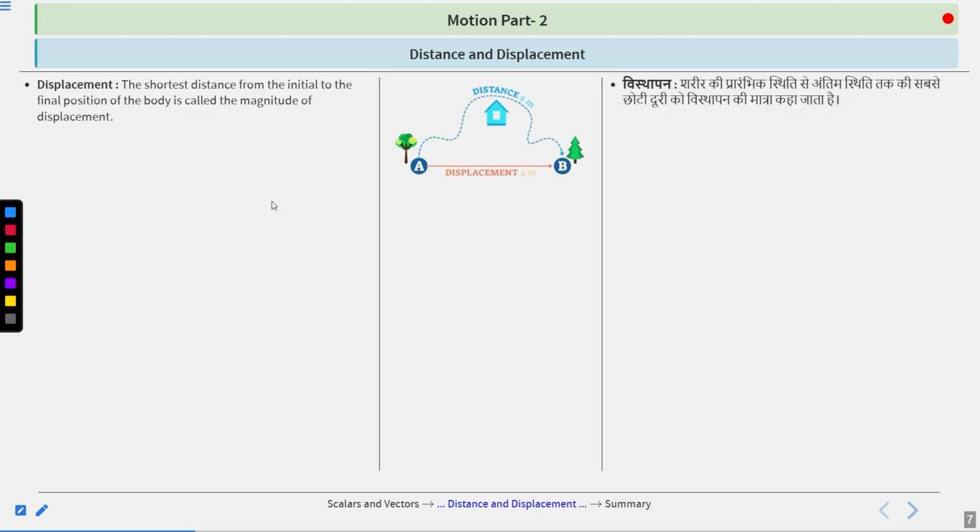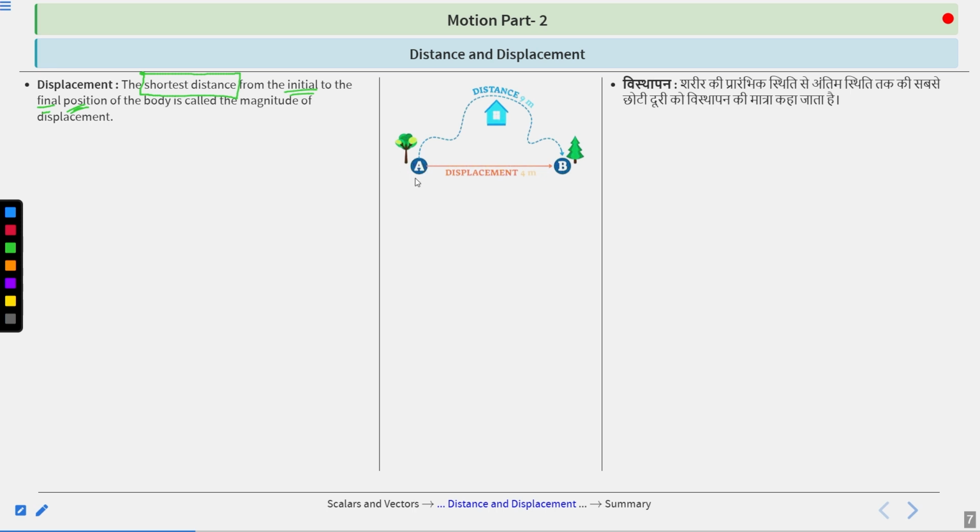Now the displacement. The shortest distance from the initial to the final position of the body is called the magnitude of displacement. Okay. In distance, we are talking about the total length. In displacement, we are talking about the shortest distance, from the initial to the final position.